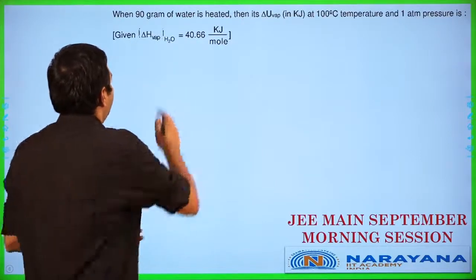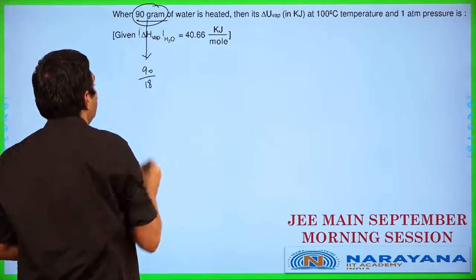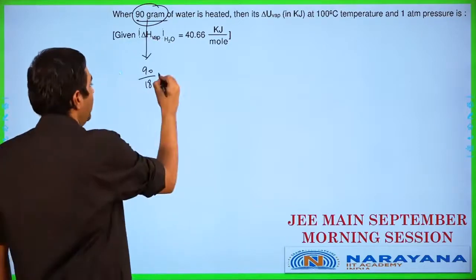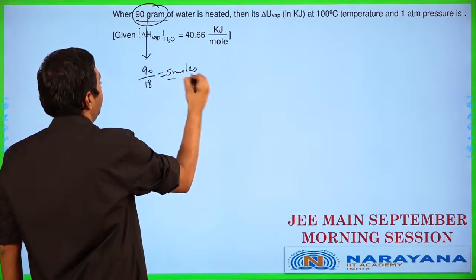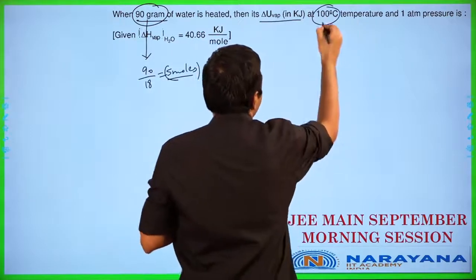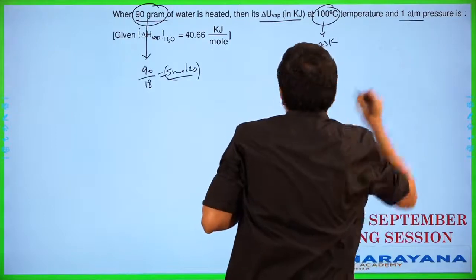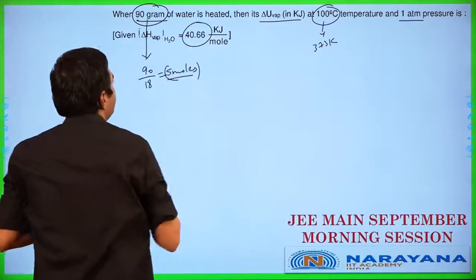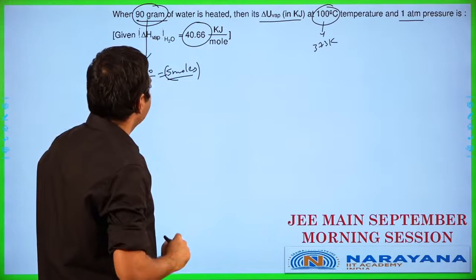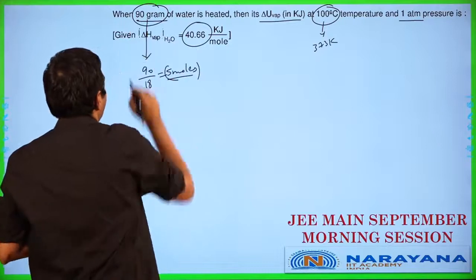When 90 grams of water is heated, now 90 by 18. Why am I dividing it by 18 over here? Because the molecular mass of water is 18 grams. So 90 by 18 works out as 5 moles in this case. Then its delta U vaporization at 100 degrees Celsius, which is going to be 373 Kelvin, at 1 atmosphere pressure. They have given us delta H vaporization as 40.66 kilojoules per mole in this particular case. It's given at 1 atmosphere condition, 373 Kelvin, and for 5 moles over here.